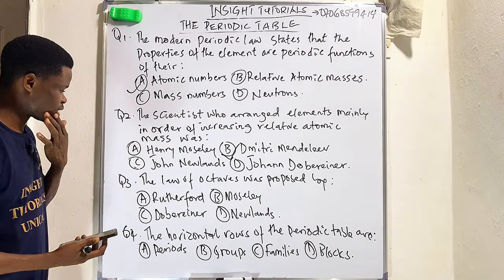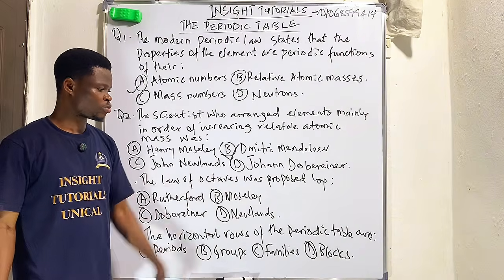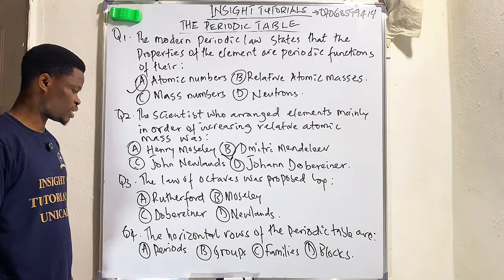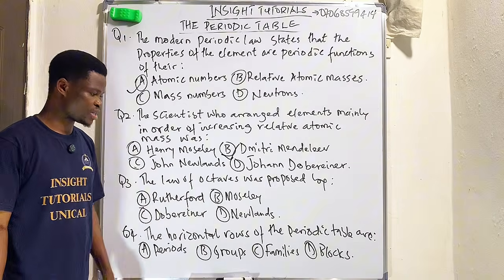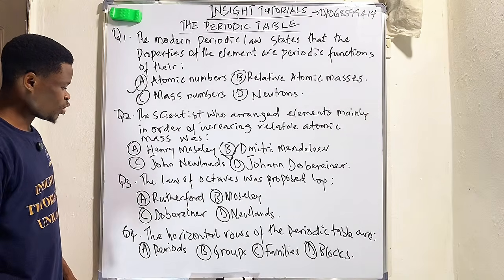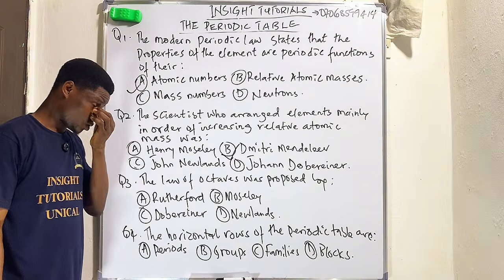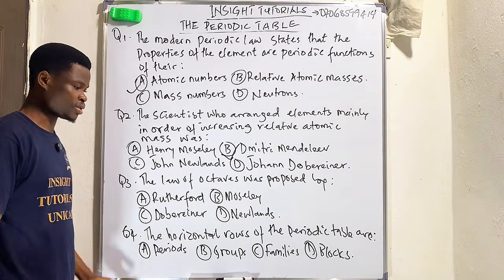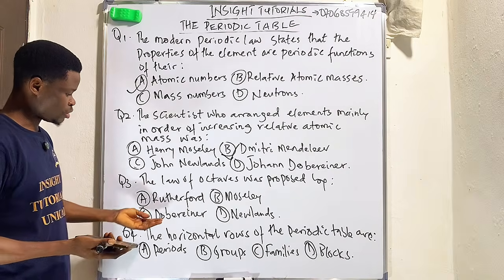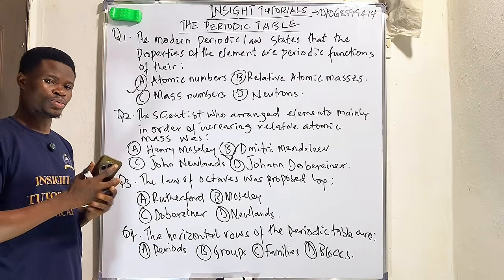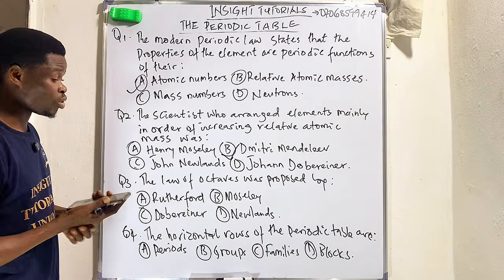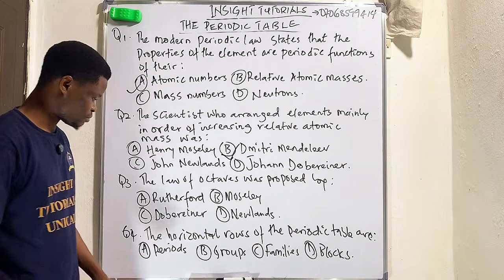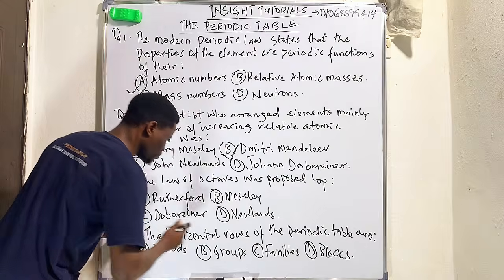The third question says that the law of octaves was proposed by dash. A says Rutherford, B says Moseley, C says Dobereiner, and D says Newlands. Well, Rutherford is not the answer. Moseley talked about the atomic number. Dobereiner is to triads of elements. It's Newlands that spoke about octaves. So that's the correct answer.